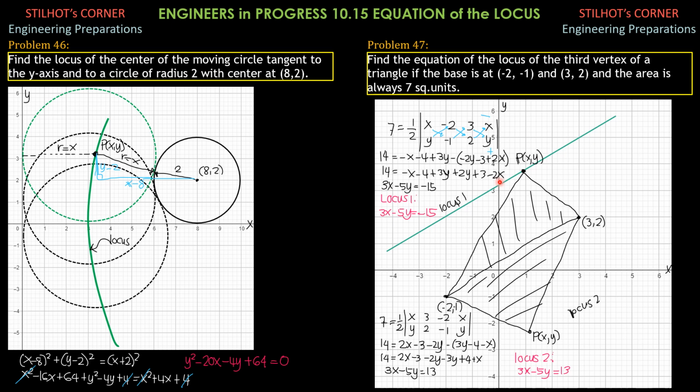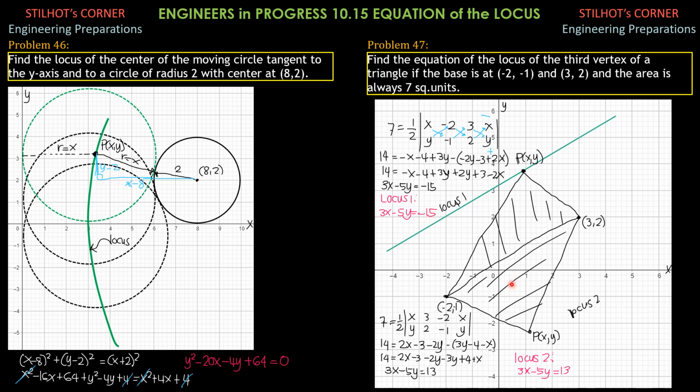Combining like terms and simplifying, we have negative x, negative 2x. To the left is 3x, 3y plus 2y is 5y. To the left, minus 5y, and negative 4 plus 3 is negative 1. Negative 1 minus 14 is negative 15. So the first locus, which is represented by this line here, is 3x minus 5y equals negative 15.